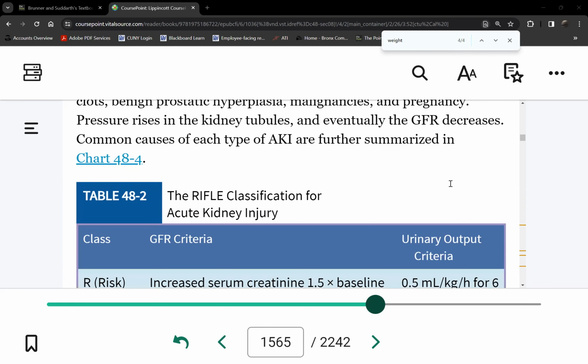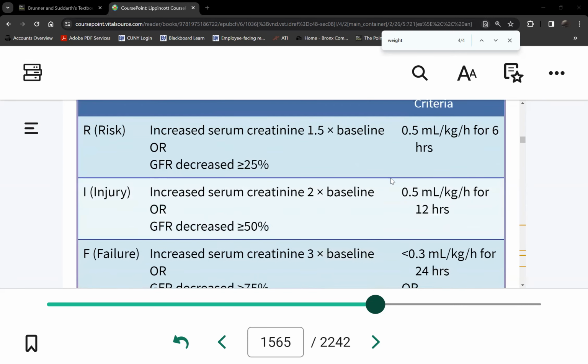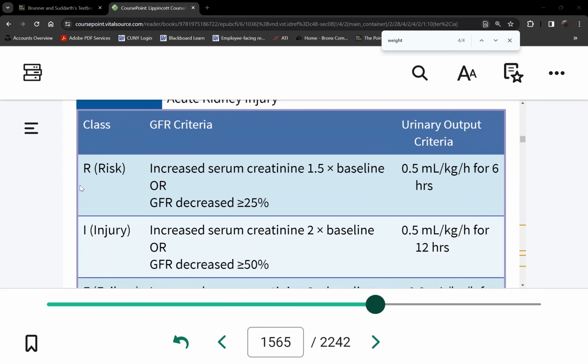Anyway, so we have table 48-2. So this is a RIFLE classification. Stands for that acronym, RIFLE: risk, injury, failure, loss, and ESKD. You'll notice that in all three, the basis is the GFR and the urinary output. Now, let me explain the difference between the two. GFR is glomerular filtration rate. Then urinary output, of course, what's our basis again? We can still do 30 mL per hour, but what's the more accurate? It's 0.5 mL per kilogram per hour, correct? That's more accurate because, of course, a bigger person we would expect higher urine output, correct?